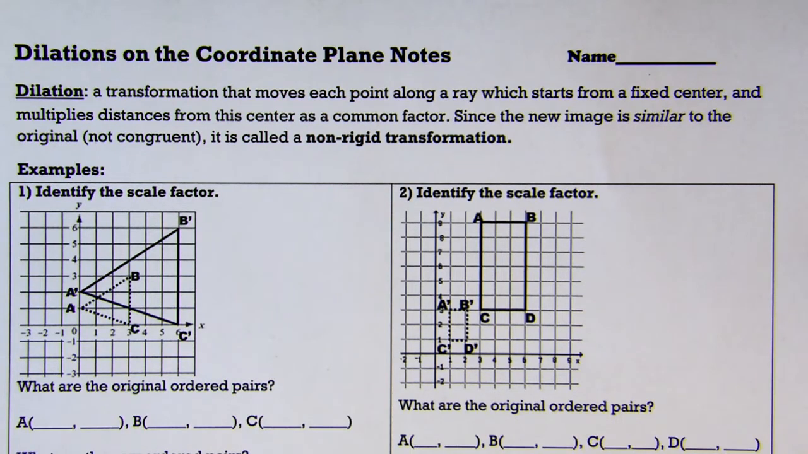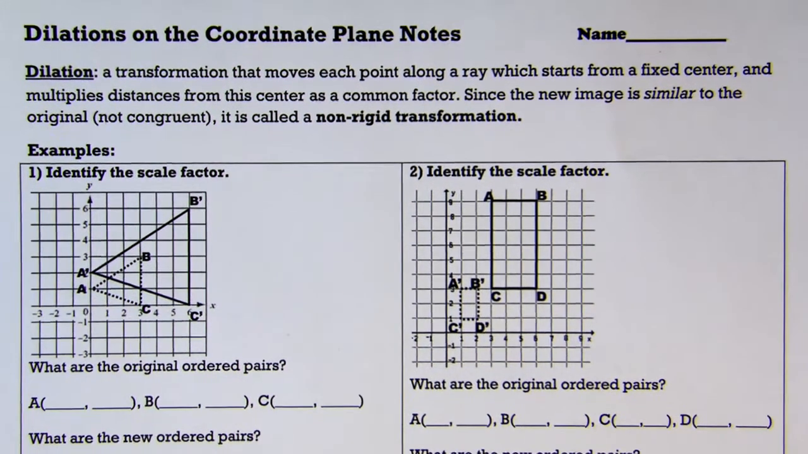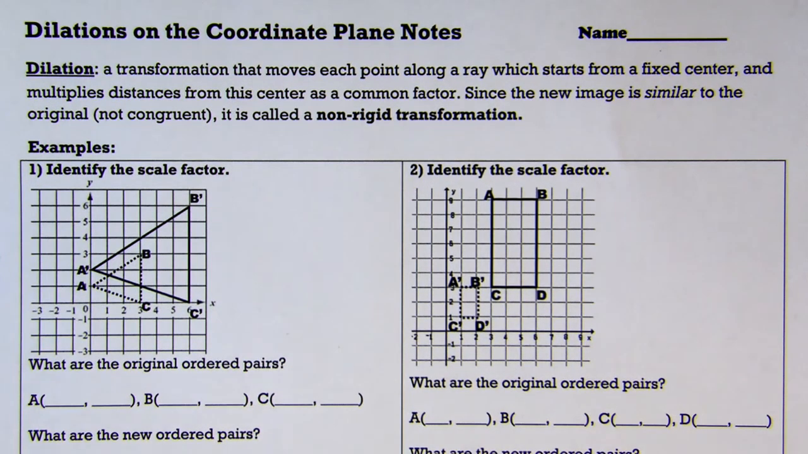Alright, today's lesson is on dilations on the coordinate plane. So let's go ahead and start off and discuss what dilation is. Dilation is a transformation that moves each point along a ray, which starts from a fixed center and multiplies distances from this center by a common factor.